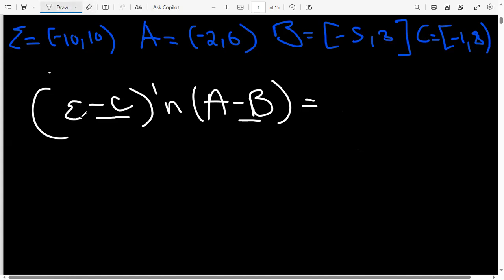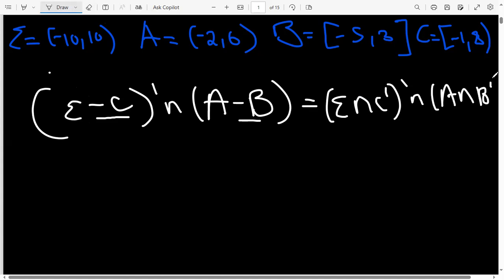Okay, so we have the universal set there. So it will be the universal set intersection C complement. Then we have A complement intersection A intersection B complement. So this is what we have, right? And then let's reduce it.